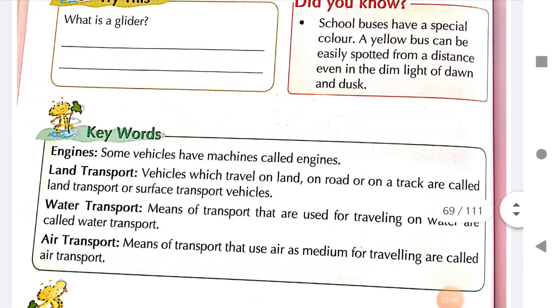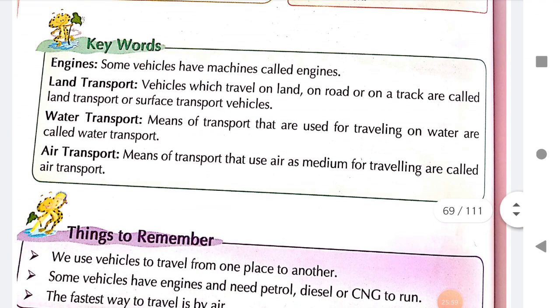Now, keywords. What are the keywords in the lesson? Engine. What are engines? Some vehicles have machines called engines, except maybe bicycle or rickshaw. All the other vehicles have engines. All the other vehicles run on engines. So engines are the machines through which the vehicles run. Even a small vehicle like auto rickshaw or scooter, then big means of transportation, trains, aircrafts, all these means of transport have engines. They run on machines which are known as engines.